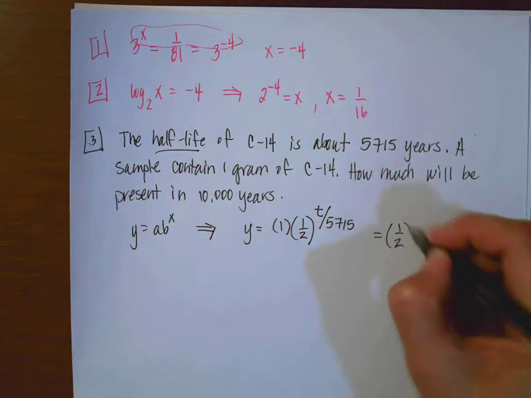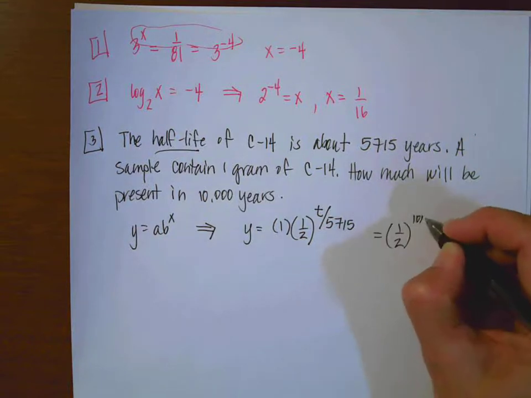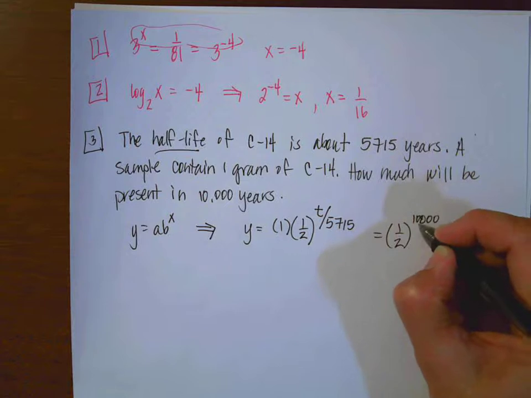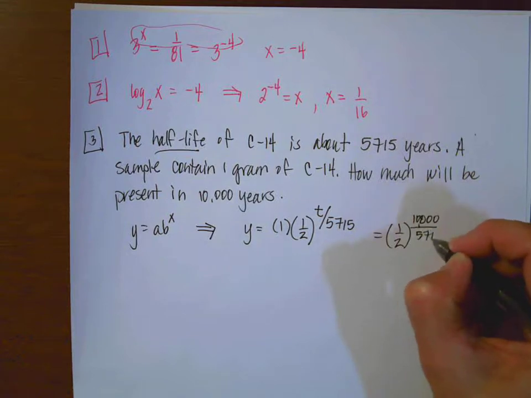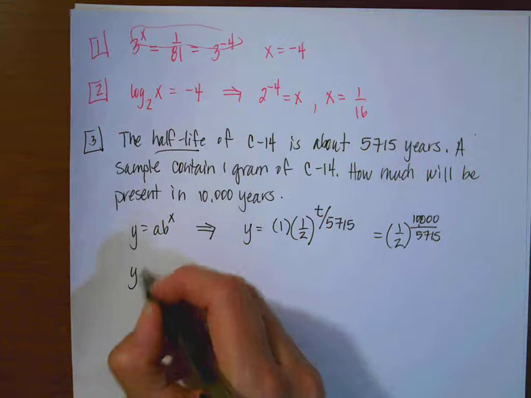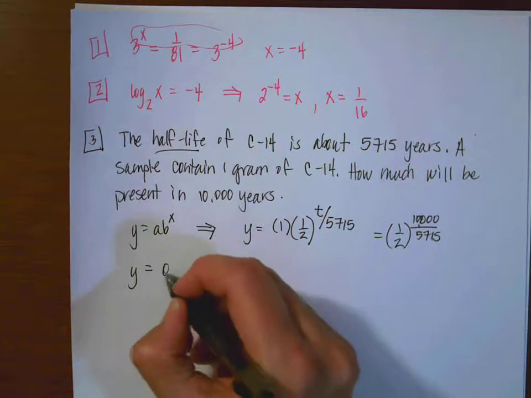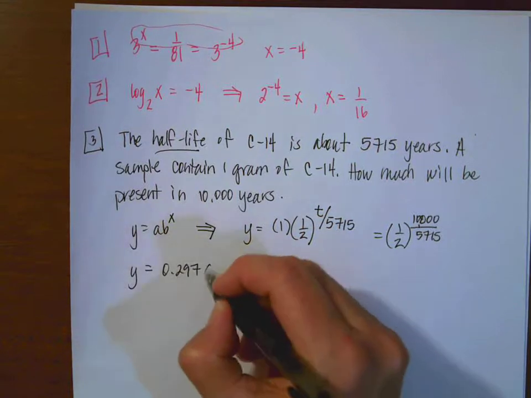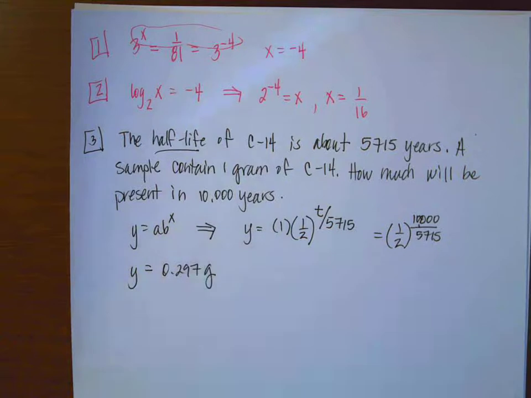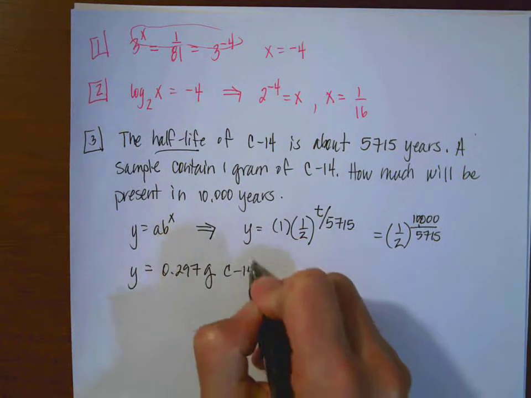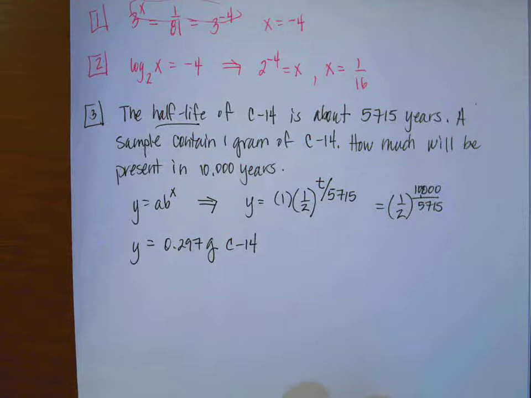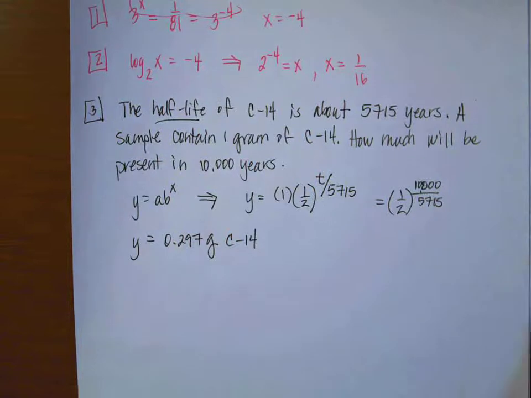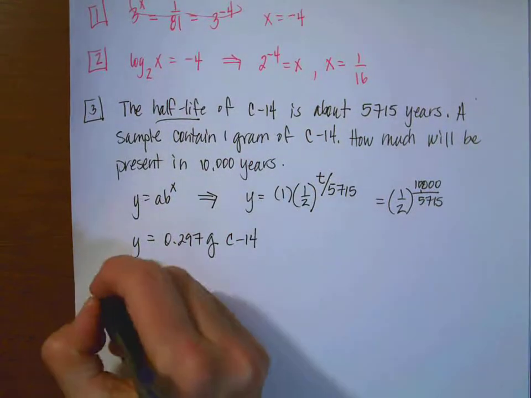Well, if I want to know how much is going to be present in 10,000 years, it's not rocket science. I'm going to take the half and I'm going to raise it to 10,000 divided by 5715. And when I do that math, I would get that I have 0.297 of a gram left. And I guess we could say it's a gram of carbon-14. So that was pretty easy.